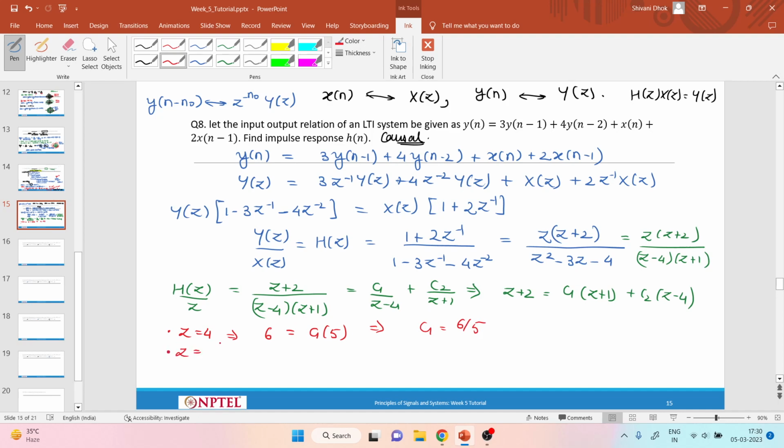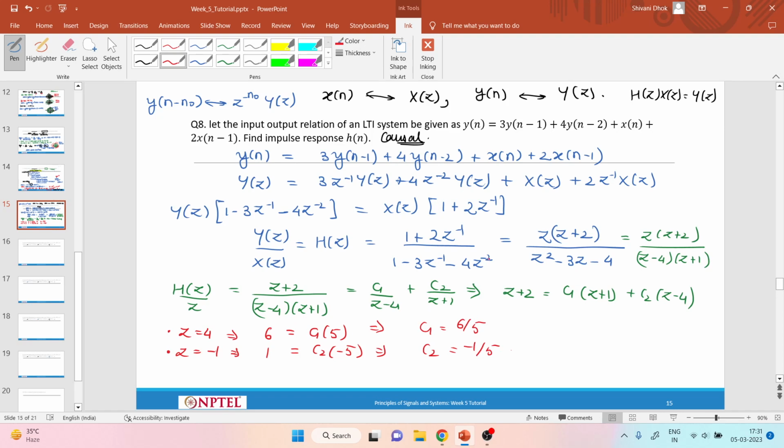Similarly, if I need to find c2, I substitute z equal to minus 1, so that I can cancel out this factor here. So here I have minus 1 plus 2, that is 1, which is equal to c1 into z plus 1, so this gets cancelled out due to z equal to minus 1, and here I have c2 into minus 1 minus 4, that is minus 5, which implies that c2 is equal to minus 1 by 5.